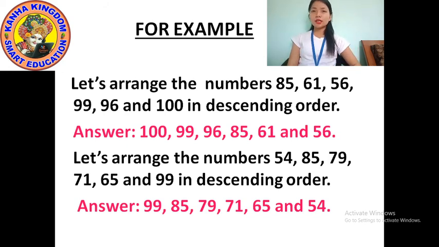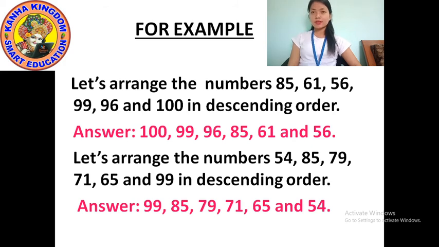Okay, after 100 which number will come? The second biggest, which number? Obviously 99, because 99 comes just before 100. So 99 is the second biggest number from all of them. From the numbers 85, 61, 56, 99, 96 and 100, 99 is the second biggest number. After 99 which number will come?